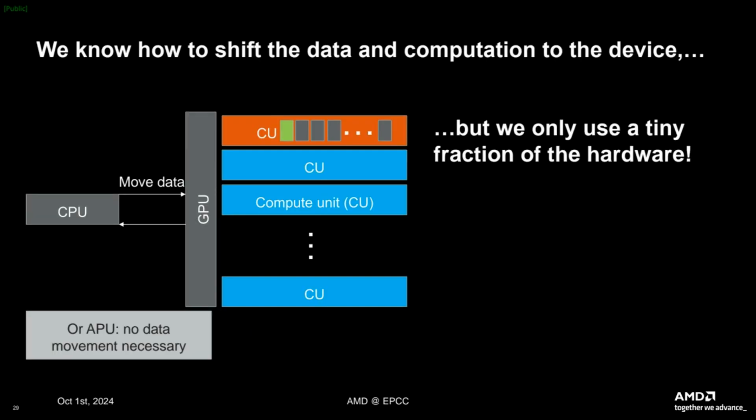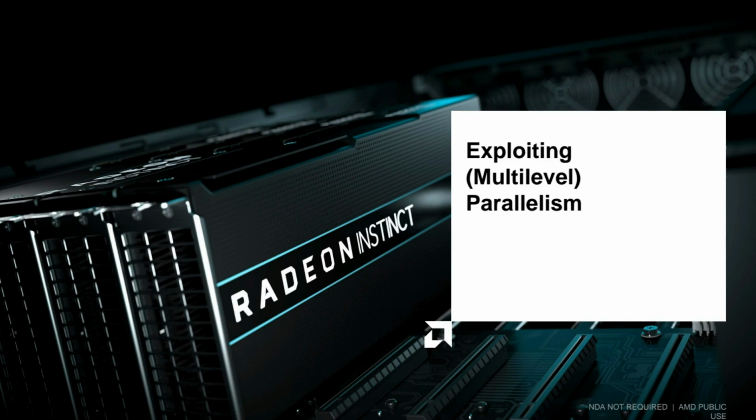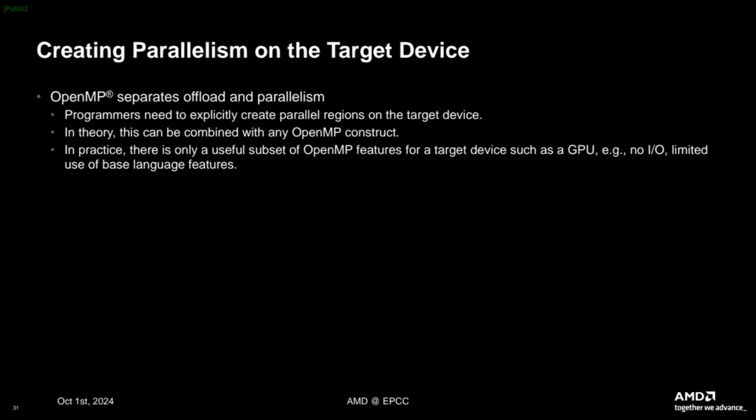So now we know how to shift the data to the device, so the GPU, and back. As Giacomo said, on the APU, that's not even necessary. But we only use a very tiny fraction of the hardware to do the computation. We want to improve that. So we now want to exploit multi-level parallelism to use the full device, so the full GPU. This is intended behavior, so OpenMP separates offload and parallelism, so the programmer has a lot of freedom how to do it. In theory, any OpenMP construct can be combined to be used with target, but there are only a few which really make sense. For example, I/O is not possible on the GPU.